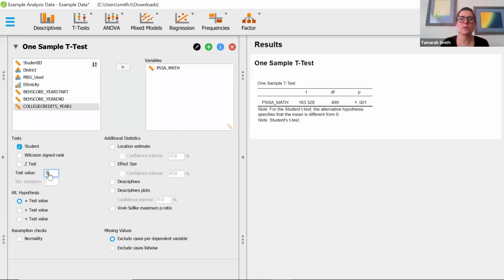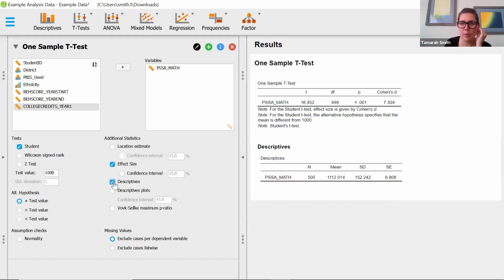So for example, I happen to know that 1000 is a cutoff score for this math test that cuts you off at proficient. So 1000 is where the cutoff starts for a proficient score. So what if we said, how did these kiddos do compared to a score of 1000, which is the proficiency score? Let's click on a couple other boxes quickly. Let's get the effect size and the descriptives. It'll help us interpret this more.